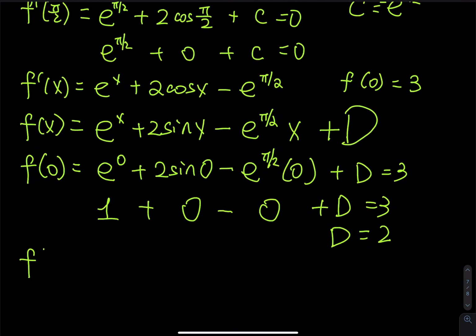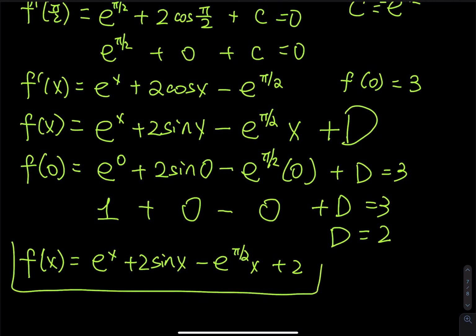F of x is equal to e to the x plus 2 sine x minus e to the pi over 2 times x plus 2. And then we are all done. So that is the final answer. So that is all in this lesson.